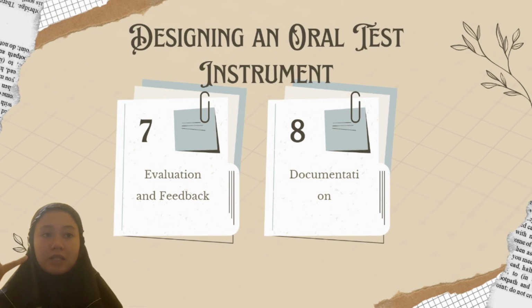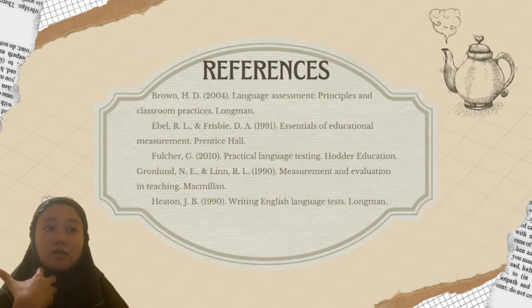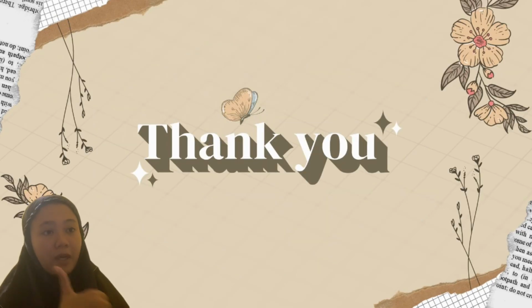To design an oral test instrument, we need evaluation and feedback. There are 2 points again: provide feedback and revise the instrument if necessary. In provide feedback, after the test, give constructive feedback to participants so they can focus on strengths and areas that need improvement. And the second is revise the instrument if necessary. Use the feedback from the test result to improve the instrument in the future.